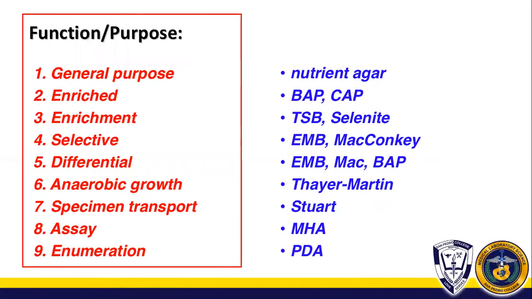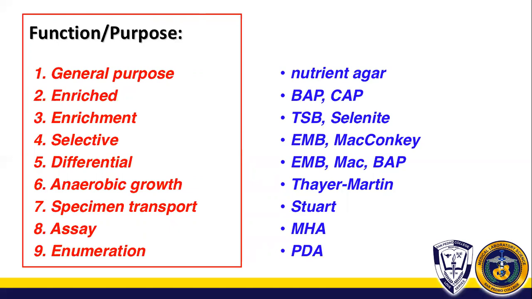Now, according to purpose, we have several types of culture media. So we have general purpose, like nutrient agar. We have enriched. When you say enriched, this is basically general purpose media with the addition of certain elements. So it's a solid media, enriched like blood agar plate and chocolate agar plate. Then we have enrichment. This is liquid media, like trypticase soy broth and selenite F. Okay, selective media. So selective media includes EMB and McConkey.